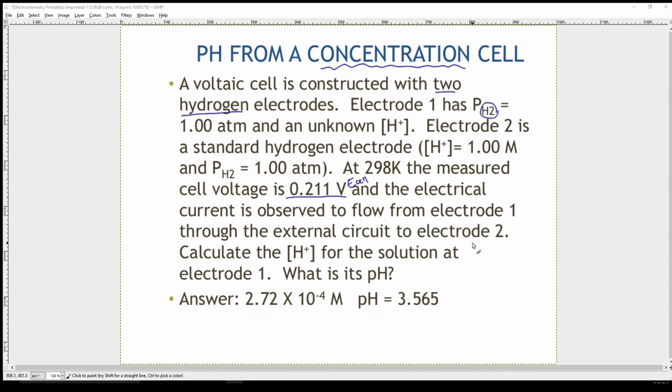And the electrical current is observed to flow from electrode 1 to electrode 2, so that means electrons are going from here to there. We need to figure out the concentration of hydrogen for the solution at electrode 1 and figure out the pH. Oh my gosh, this is impossible unless you draw it out. In my opinion, I think it makes your life easier. So keep this slide in front of you so that you can reference it. I have to switch to a different slide though.